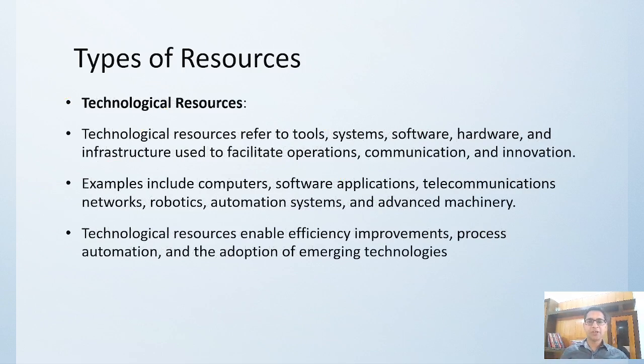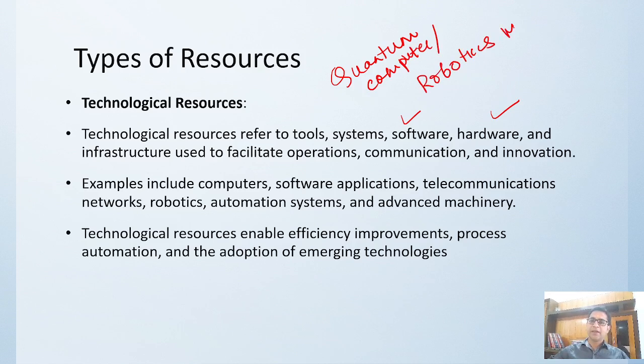Then we have technological resources. Right now we have a lot of technological development taking place in the form of software and hardware. You are creating a technological infrastructure throughout. We have a lot of data centers, quantum computers, robotics machinery, and everything is there. And then we have supply lines.